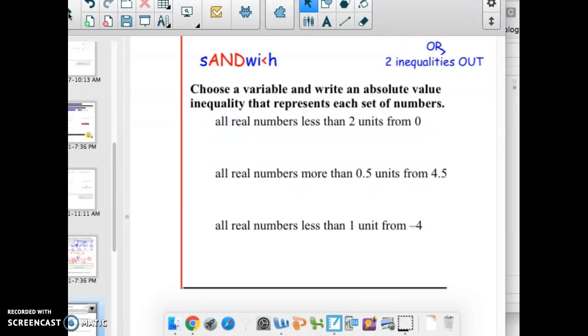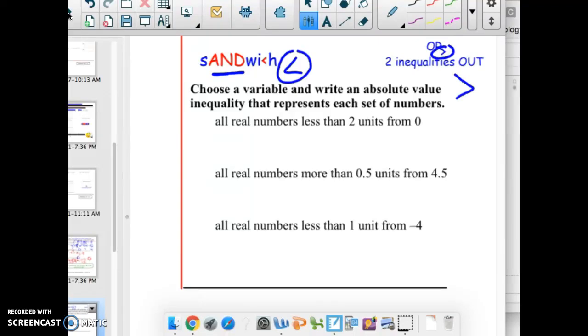And what we want to talk about over and over again is what's called sandwich, and then what's called or. Remember, sandwiches are always the ands, and they are always the less thans. The ors are the greater thans. And you remember, that's what happens right there. They turn and they go out.